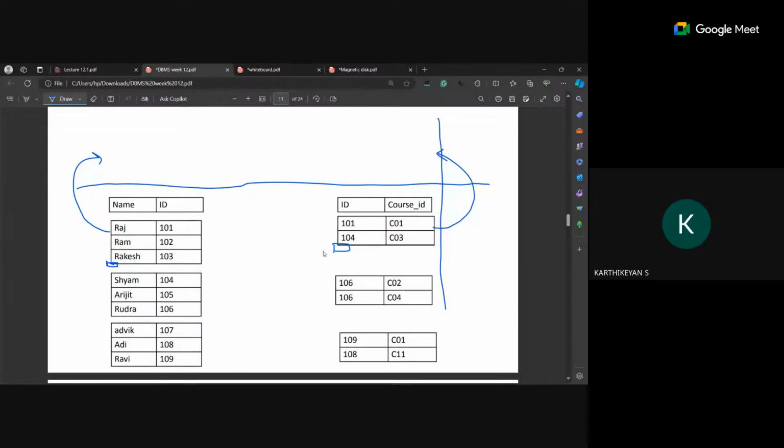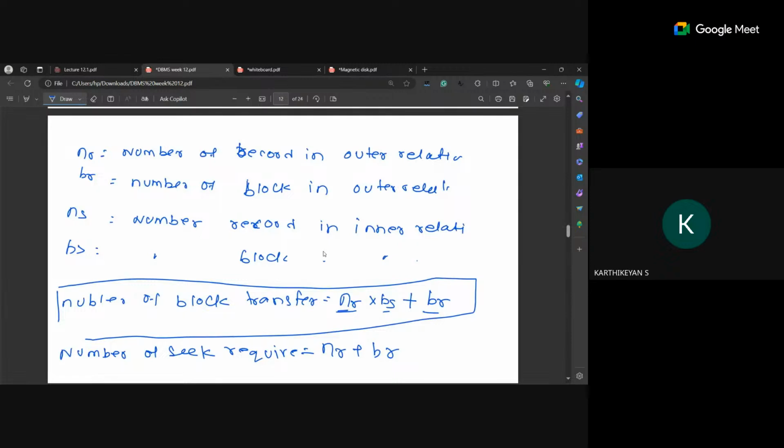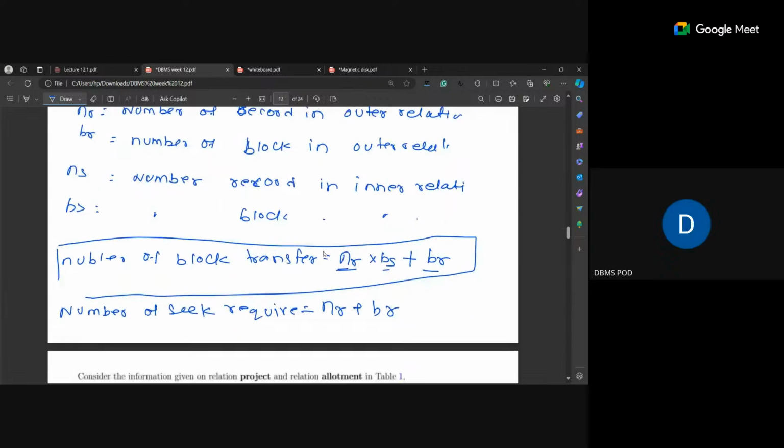When we first saw the formula, there was a number of seeks into seek time, S into NR, TS, into BR. The number of seeks required. No, the previous one, I think the first page had a formula, not this one.